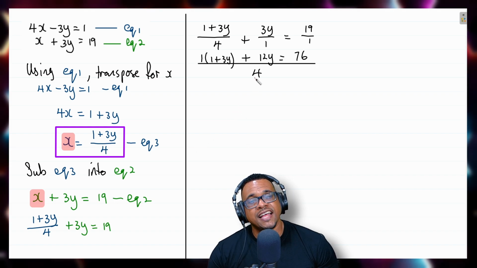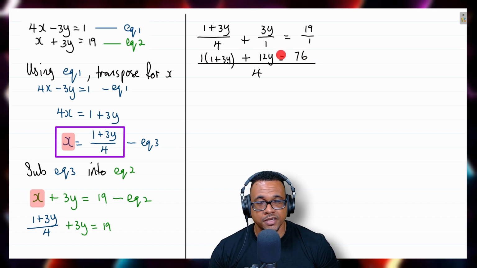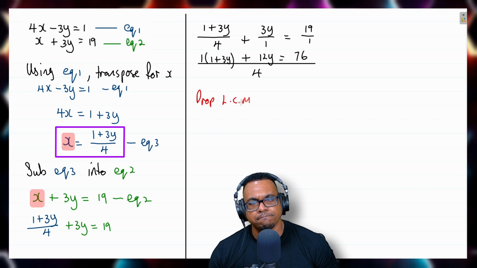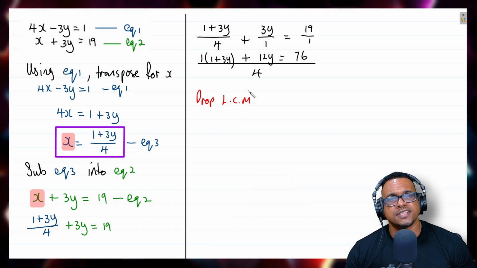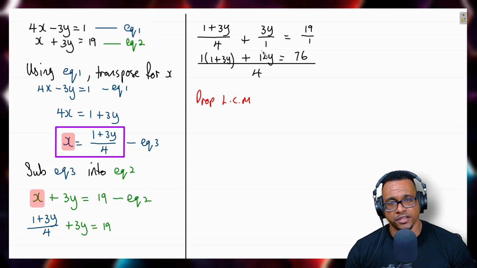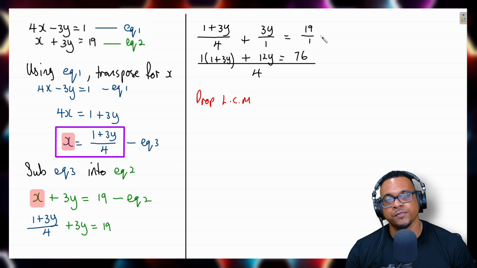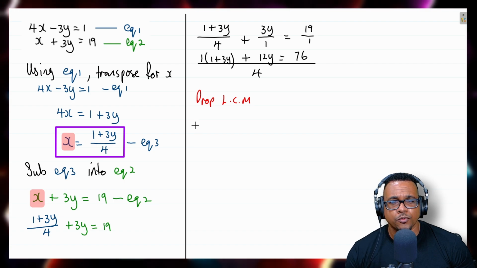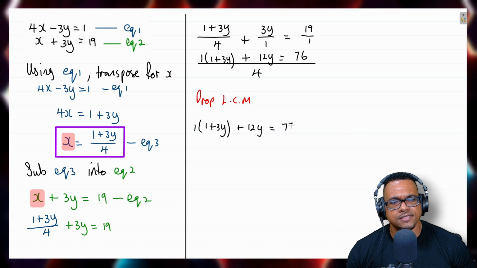Now, the beauty of using the LCM on both sides of the equal sign is that after we use it, we get to drop the LCM. So now I'm going to drop the LCM. So what we're going to have is just the numerator alone. And the only reason we could drop the LCM is because I used this 4 on both sides of the equal sign. I said 4 into 4 is 1, multiplied by the numerator. 1 into 4 is 4, multiplied by the numerator. And on the other side of the equal sign, 1 into 4 is 4, multiplied by the numerator. So now I get to drop this 4, which is the LCM, and use the numerator only. So I'm just going to write it back. 1 multiplied by 1 plus 3y. Then we have positive 12y is equal to 76.